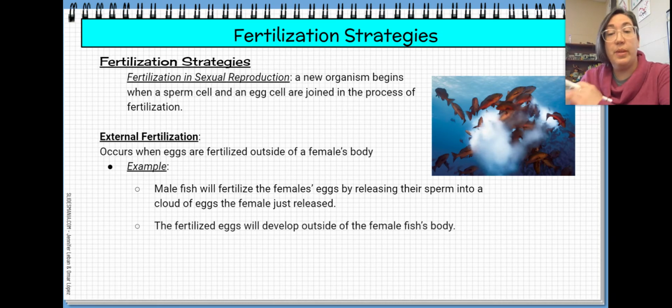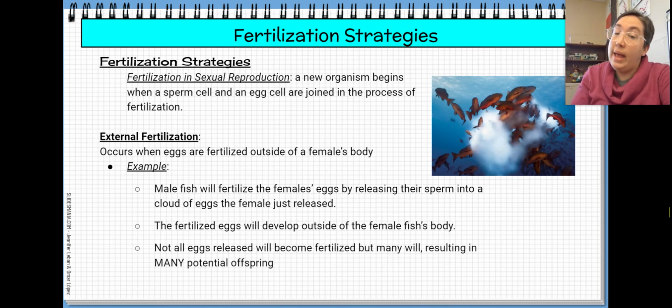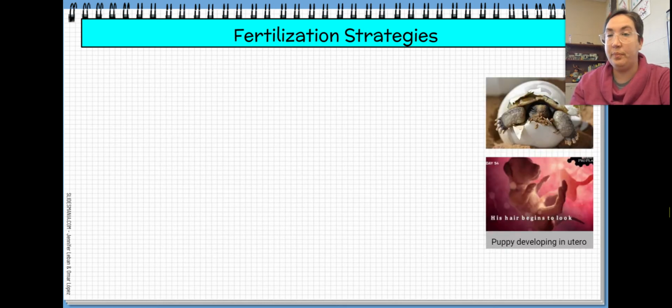The fertilized eggs will then develop outside of the female fish's body. Not all eggs released will become fertilized, but many will, resulting in many potential offspring.